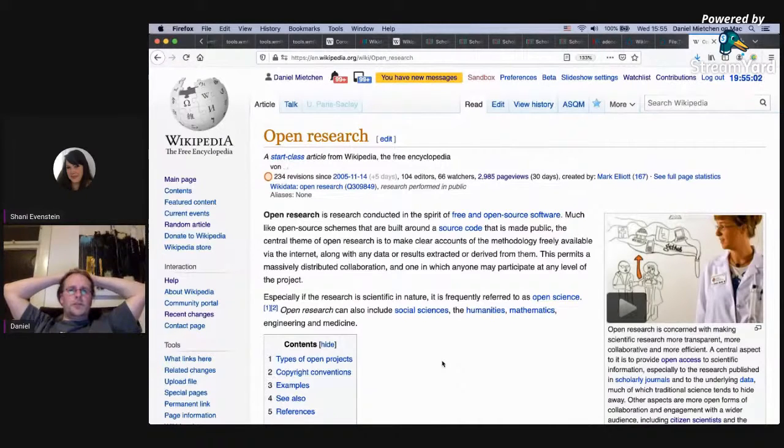They're still publishing in journals, but they put out the preprint, they put out the data, they put out the software essentially as soon as they can. Still not entirely as soon as they can, but much more quickly than in other circumstances.